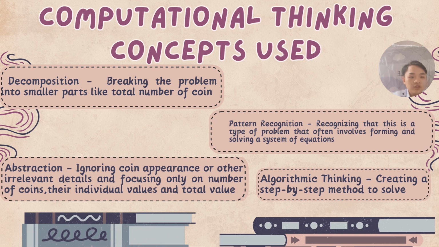For pattern recognition, we can recognize that this is a type of problem that often involves forming and solving a system of equations. For abstraction, we can ignore the coin appearance or other irrelevant details and focus only on the number of coins and their individual values, which are 1 rupee and 2 rupee, and the total value of them. For algorithmic thinking, we can create a step-by-step method to solve and get the final answer.